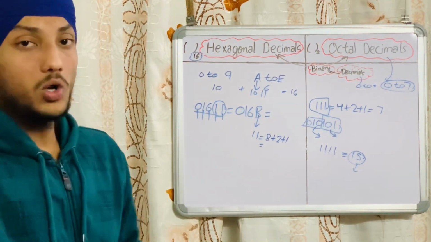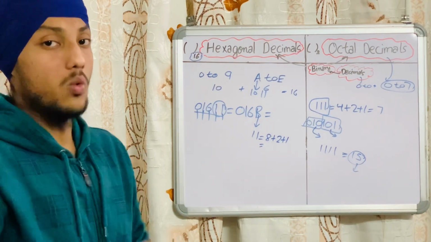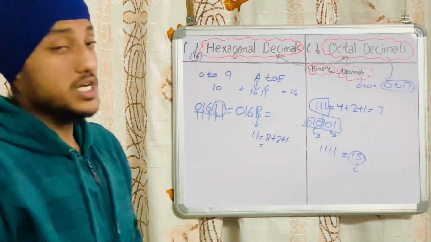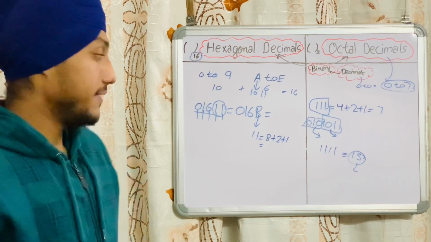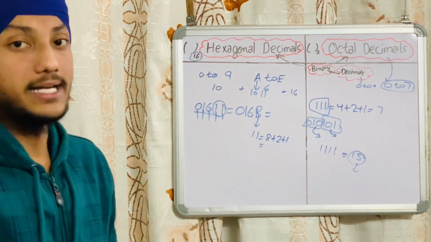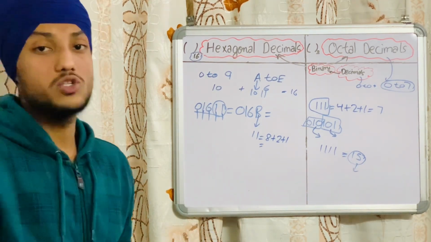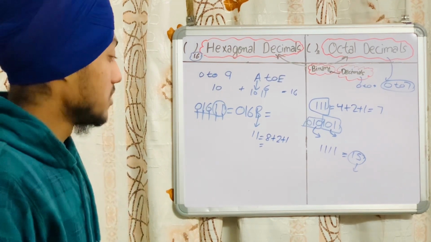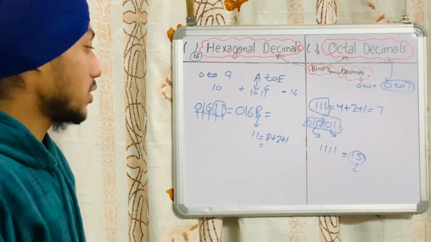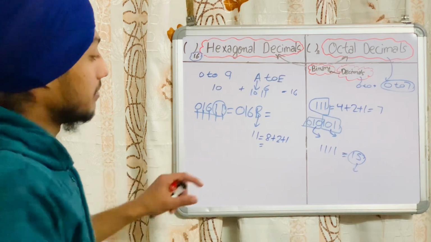Because we want only that power of 2, any number which is a power of 2 and divisible by 2 many times, like 2 raised to power x for any value of x. So we are going to take that number. We are going to split any particular number into those numbers.